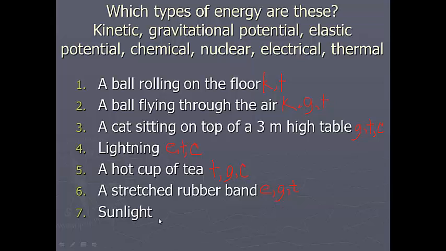Last example, sunlight. Well, I just told you nuclear energy comes from the sun, so nuclear energy. There's also going to be thermal energy. There's probably some chemical energy. And there might be some gravitational potential energy in there too. So make sure that you do your summary for your Cornell notes.